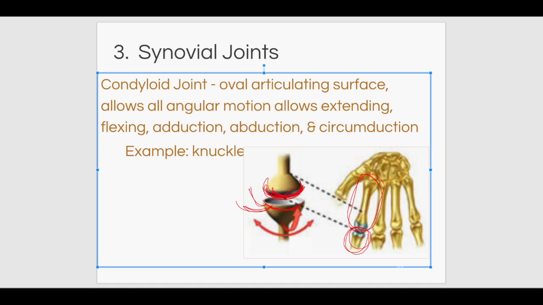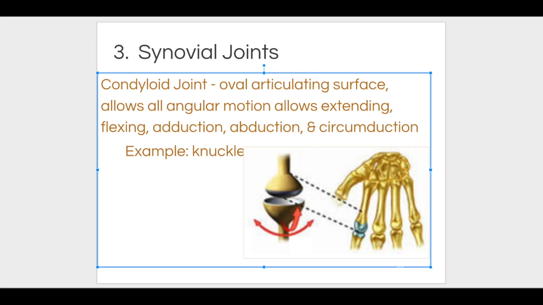So that would be a flexion, or straighten your hands out. Abduction, as if to separate your fingers away from each other, and then circumduction, as if you're drawing circles with your finger. So that allows for quite a bit of movement there. Rotation, however, is one of the only movements that is not allowed. So no rotation of your fingers.